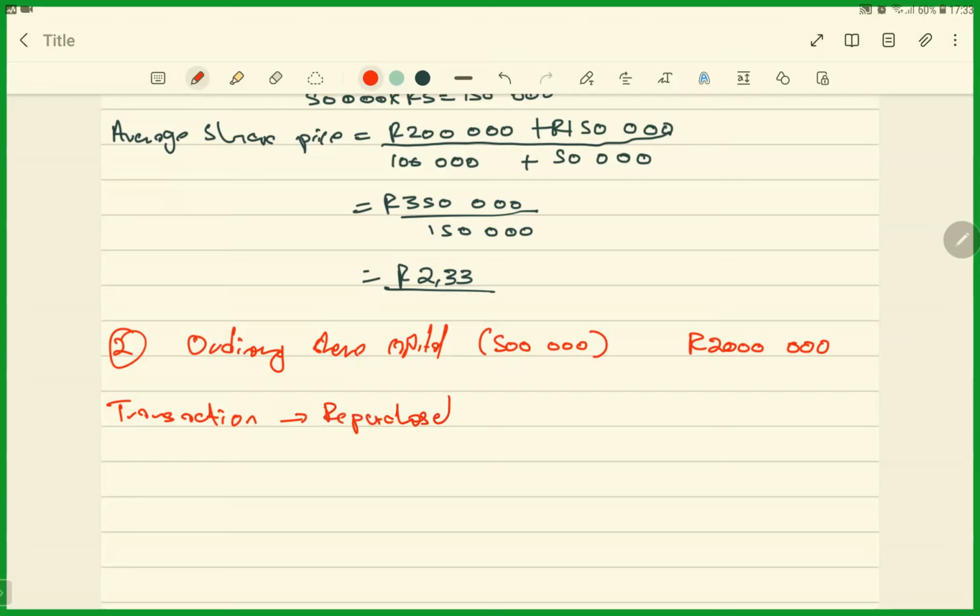They repurchased 100,000 at 7 rand per share. 7 rand is too much. Let's say at 6 rand a share. Then after that, we are told that they issued 100,000 shares. The issue price is 10 a share.